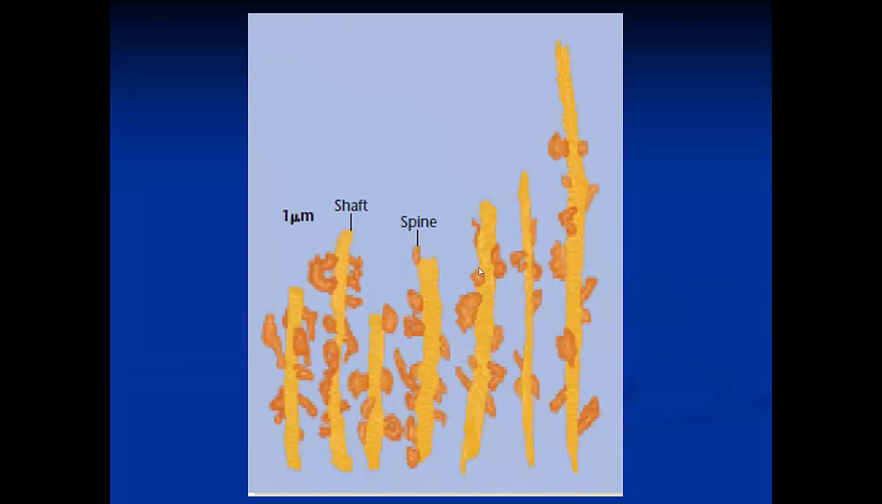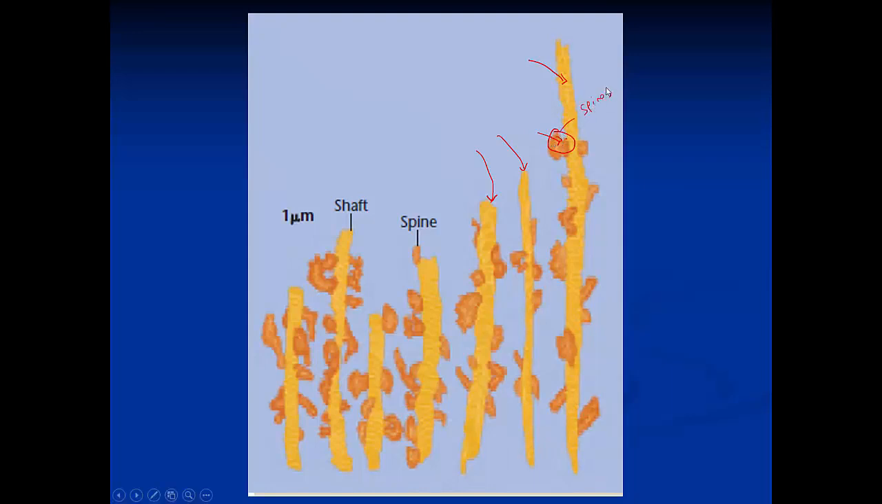Now, I talked about dendrites. Dendrites are going to be fairly large structures. So all of these yellowish things are going to be dendrites. Off these dendrites, you're going to be able to see these little orange things. These little orange things are the spines.